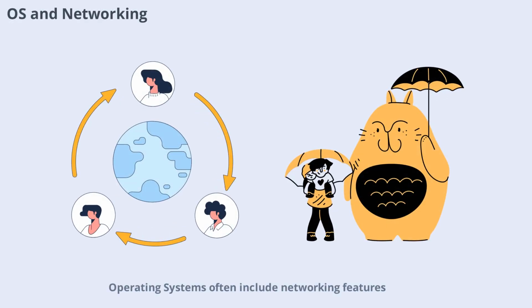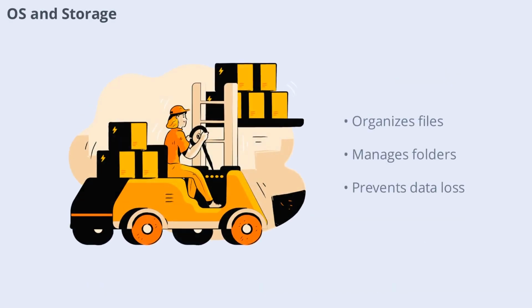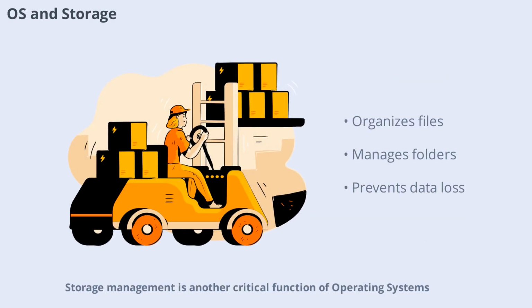Operating systems often include networking features, allowing devices to connect and share information. Whether it's accessing the internet or sharing files on a local network, the OS manages connections and keeps data flowing smoothly. Storage management is another critical function of operating systems.